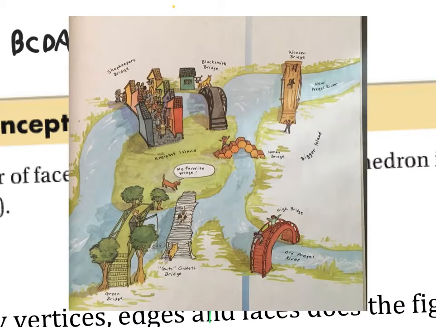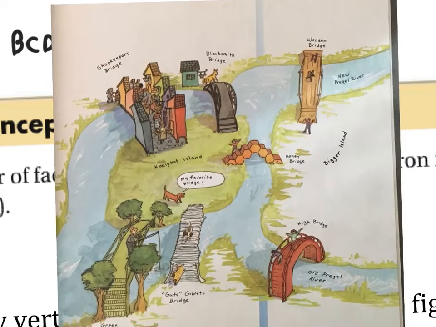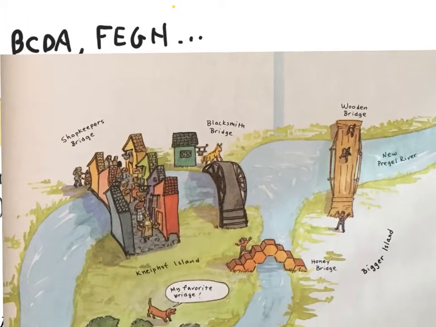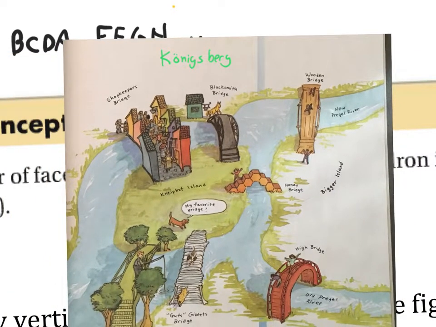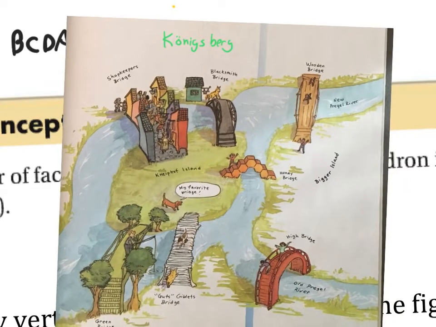So from the book, G is for Google, there is a story about a place called, and I'm going to spell this wrong, so let me look it up, Königsberg in Germany.